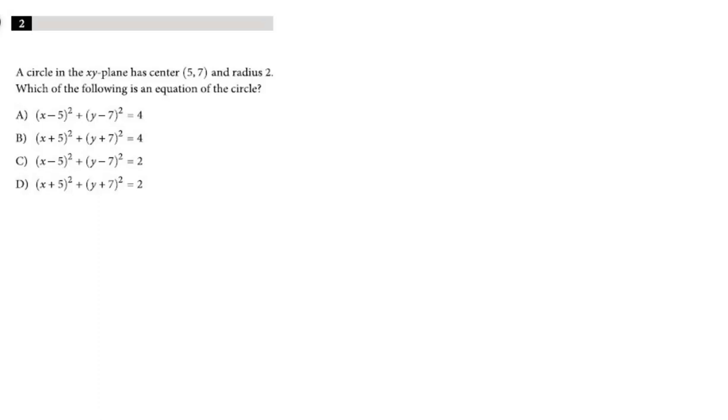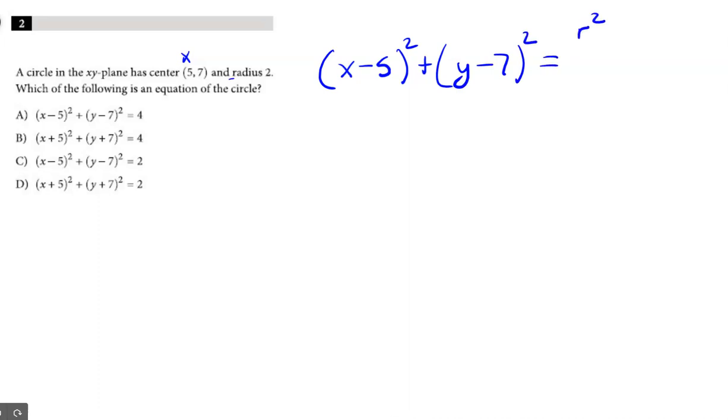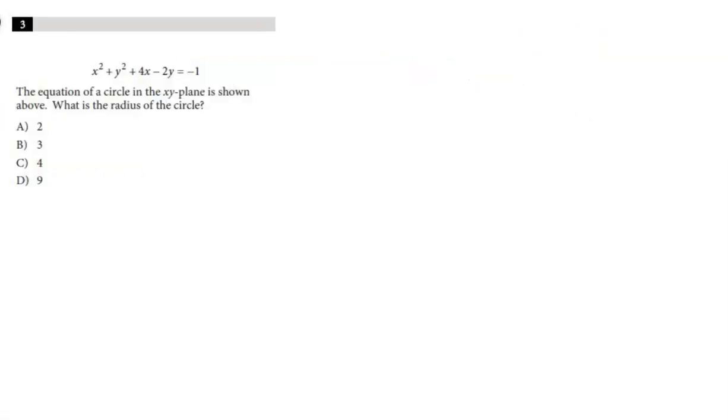Number 2, a circle of the plane has a center of (5, 7) and a radius of 2, so this one's pretty straightforward. x minus the x coordinate, and then y minus the y coordinate. And then this is supposed to be r², so if the radius is 2, it's 2 squared, or 4. So we can get rid of these two because they both have pluses instead of minuses. And the correct answer is A.